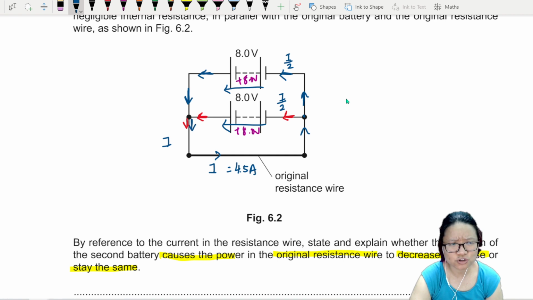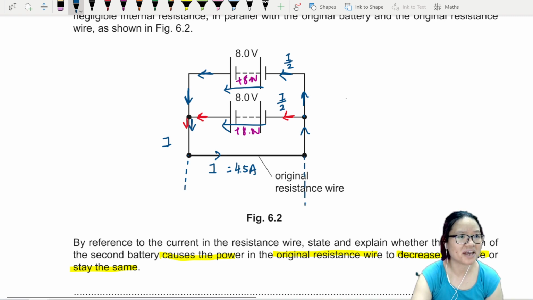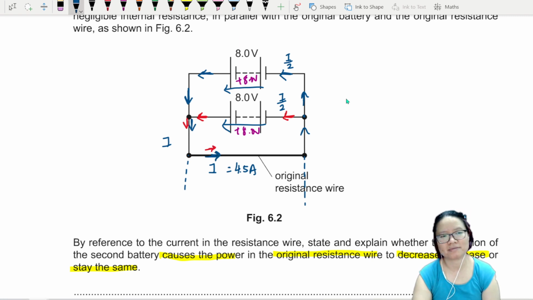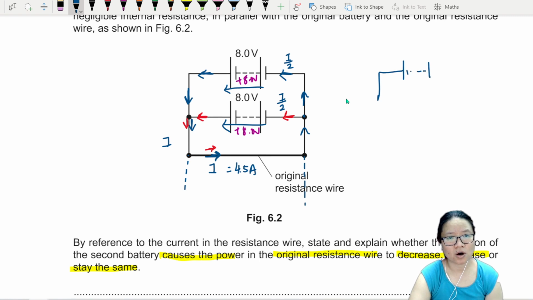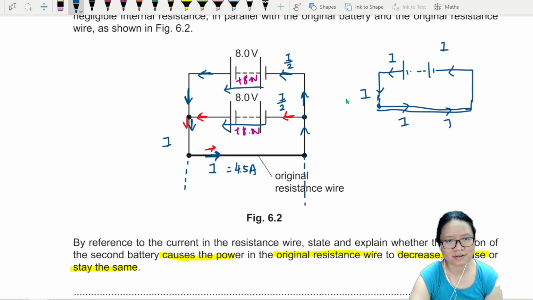Did the current change? No. Because why? The potential difference here is still going to be maintained at 8 volt. The only difference is the current is split. We split the current across the battery. So previously it was all the battery, I, passing through the entire wire. So all of I will pass through here.